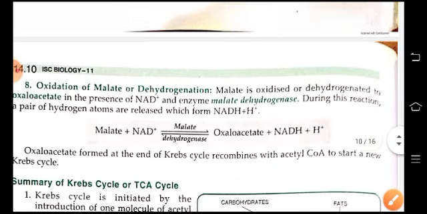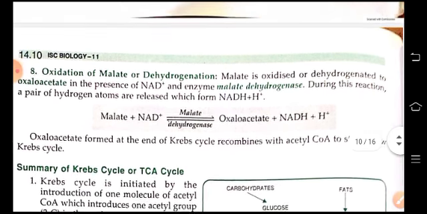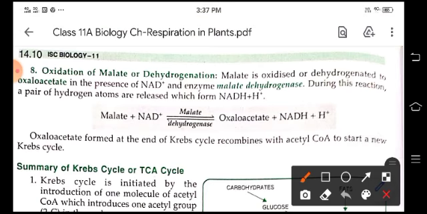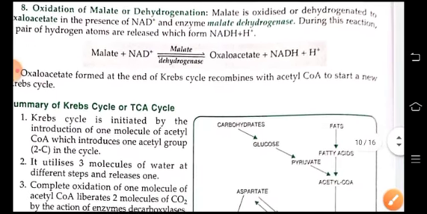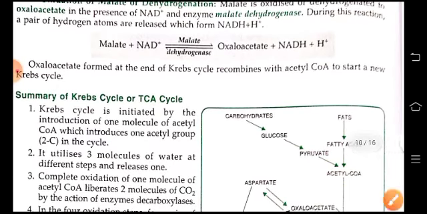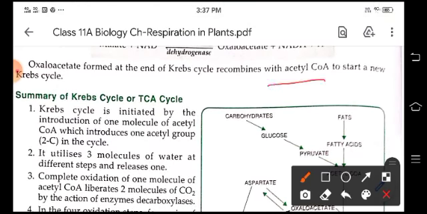Now again oxidation of malate, or dehydrogenation, takes place here also. This malate dehydrogenates to form oxaloacetate in the presence of NAD and enzyme malate dehydrogenase, and forms oxaloacetate and NADH plus H plus. Now this oxaloacetate, it forms at the end of the Krebs cycle, and it recombines with acetyl coenzyme A to start the new Krebs cycle.